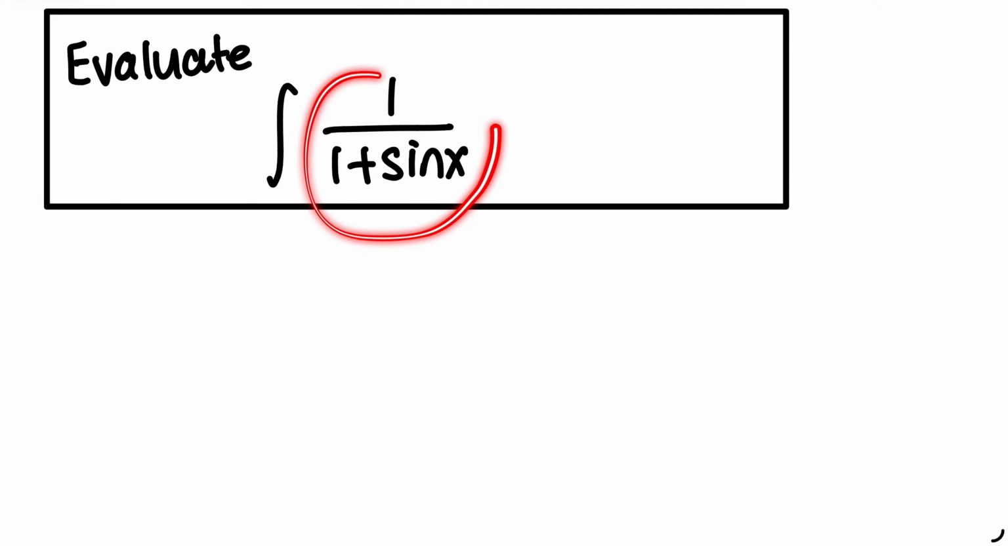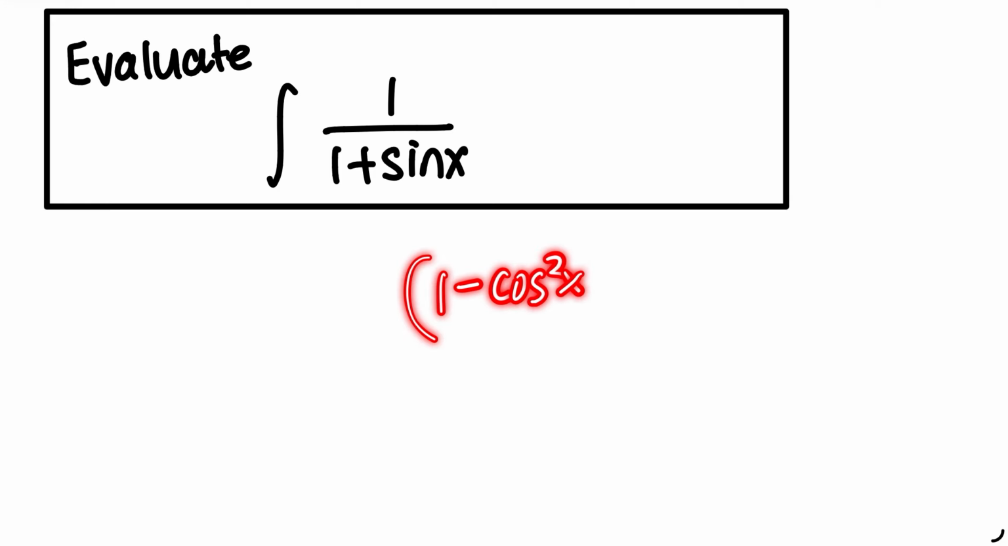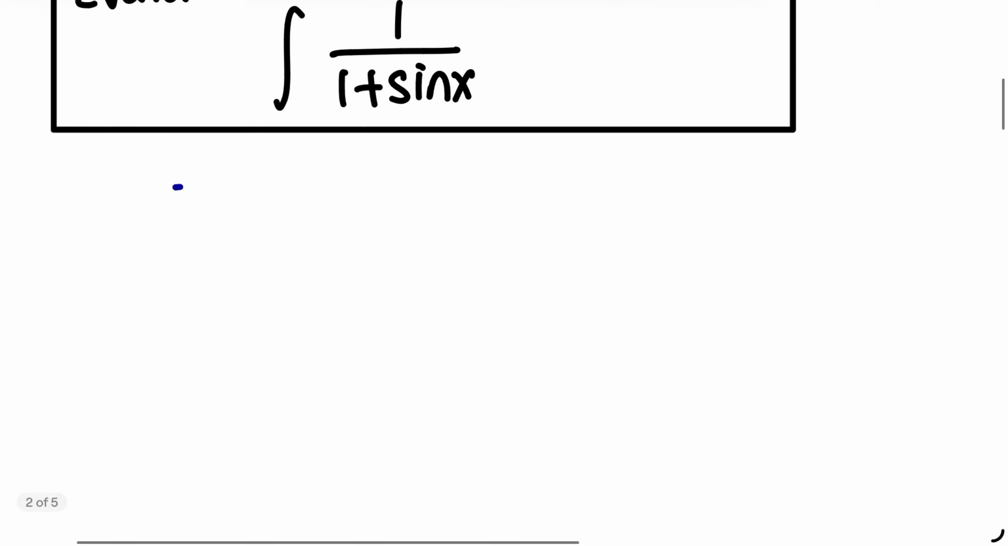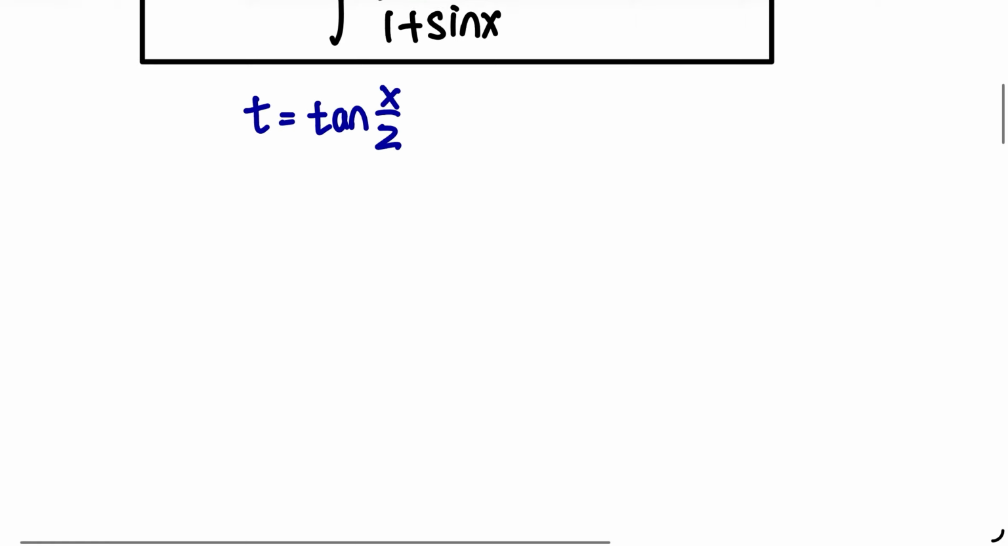This is a rational function that has trig functions. How can we even reduce this? If we had something like 1 minus cosine squared x, then at least we could try to reduce it. But this one, it's so hard. So let's start slowly with the tangent half-angle substitution. So t equals tangent x over 2. So let's start. We shall obviously try to integrate this.